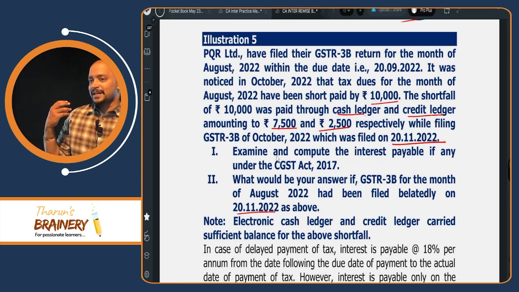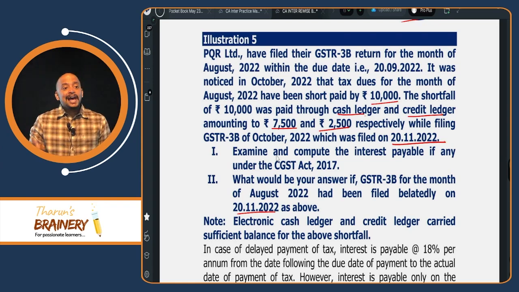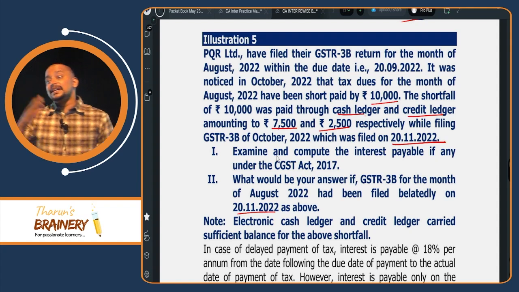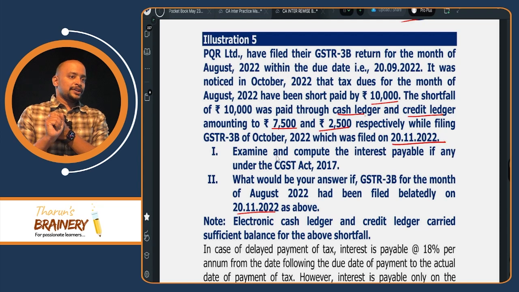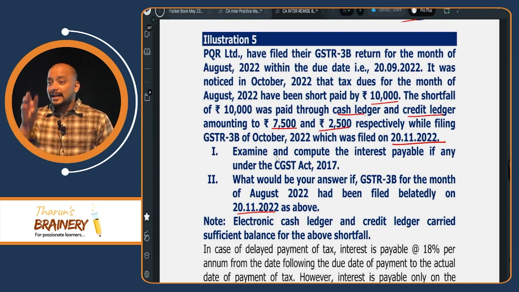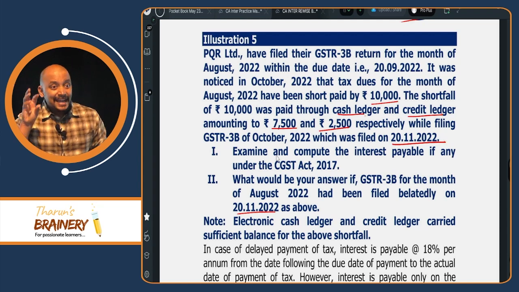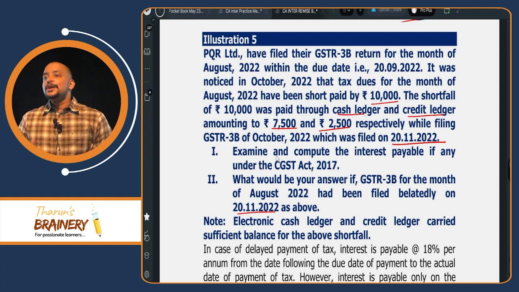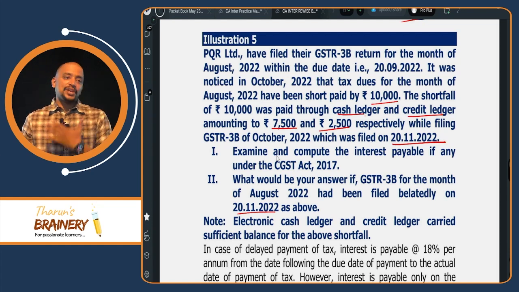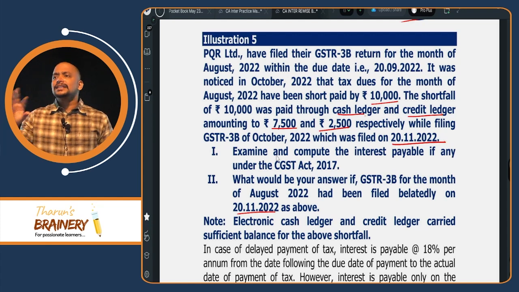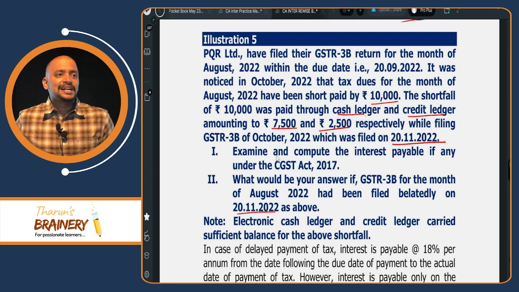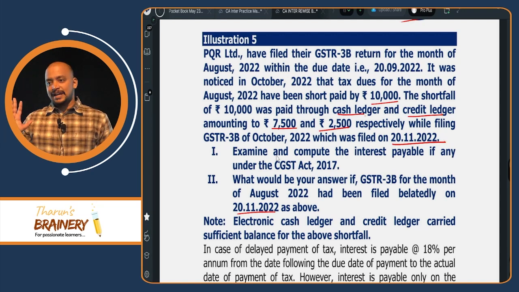Suppose if 10,000 rupees is the liability of August and we filed GSTR 3B late in November, now we don't have to pay interest on entire 10,000. We need to pay interest on only that amount which is paid through cash ledger. That is net liability, because this is delay in filing 3B. For delay in filing 3B, interest is computed on net liability. Otherwise, normally delay in payment of tax, interest is computed on gross liability.